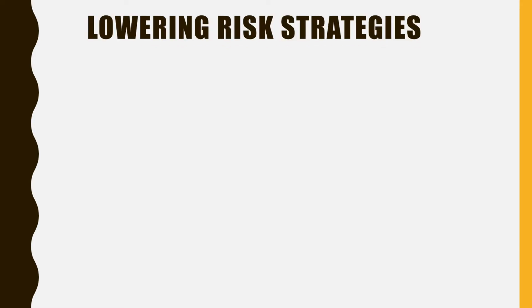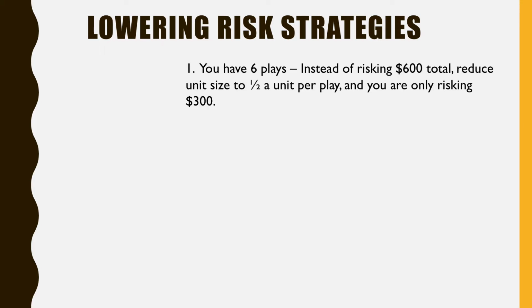Okay, now lowering risk strategies. Let's talk about what you can do to lower that risk. Number one, and this is something that I've been doing a lot lately, especially in the past year. Highly recommend doing this. This is a great way to play and reduce your risk. If you have 6 plays, instead of risking $600 total, it's very simple. You reduce your unit size to half a unit per play. So instead of risking $100 a play, now you're only risking $50 per play. 50 times 6 is 300. So the max you have at risk would be $300.